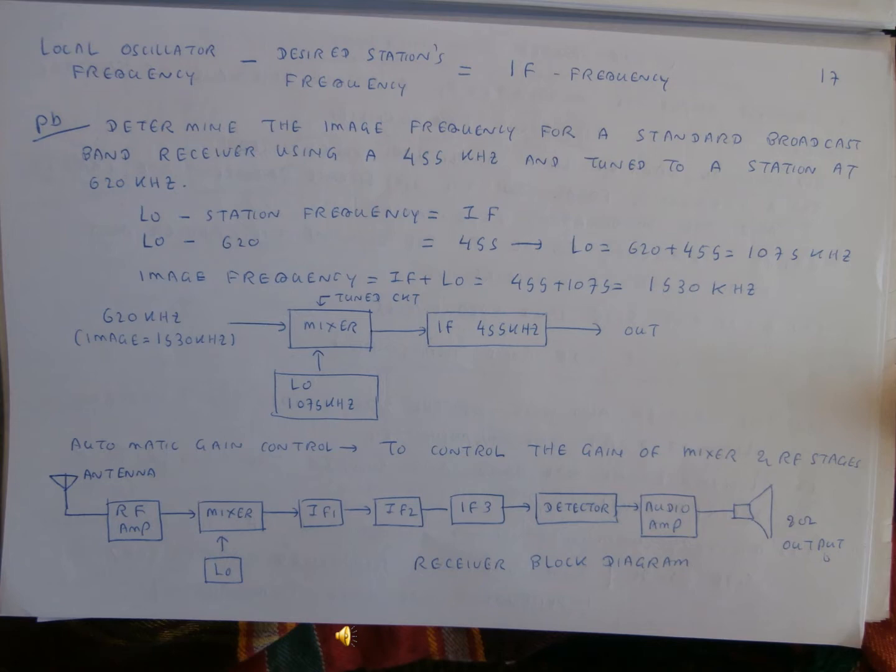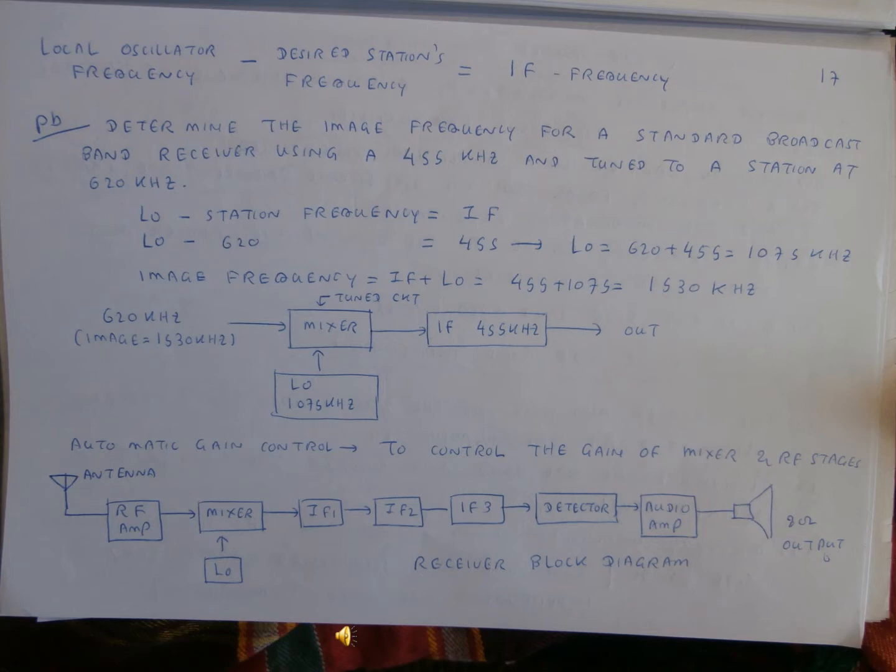The signal frequency is 1530 kilohertz, the image frequency is 1320 kilohertz, and the local oscillator is 1075 kilohertz. When these are mixed, the difference frequency is the intermediate frequency, 455 kilohertz.